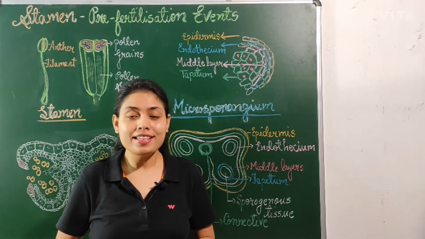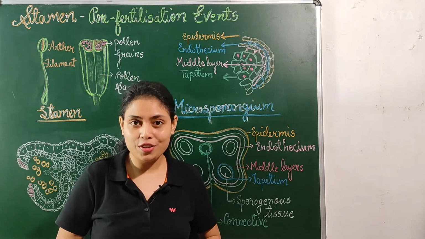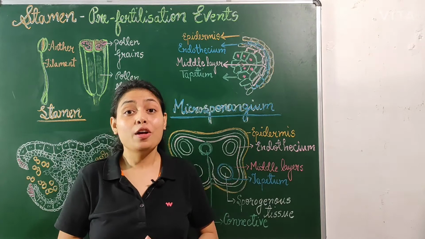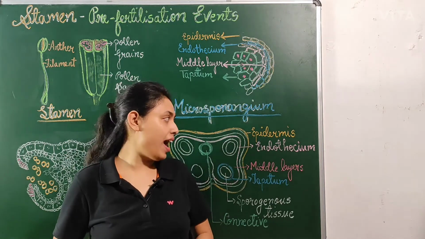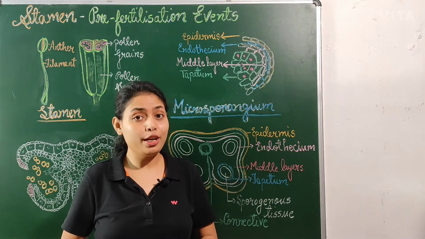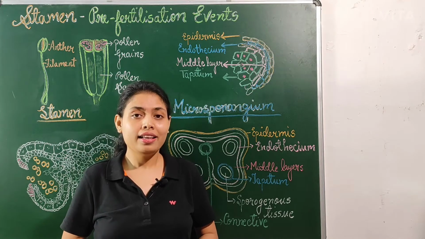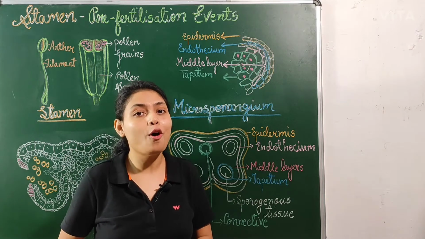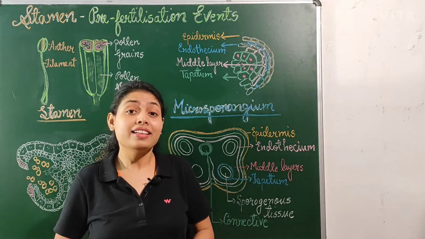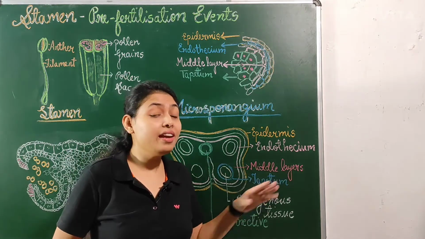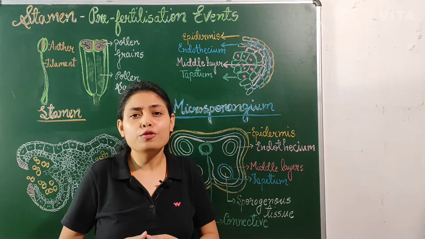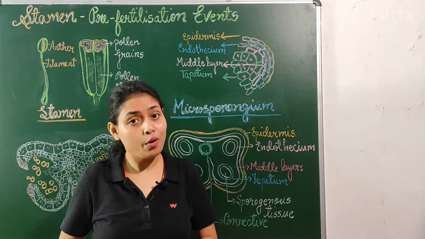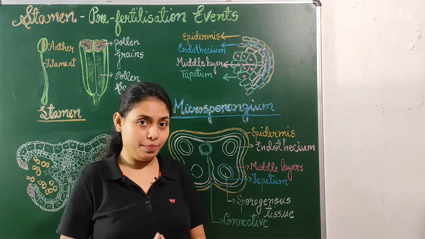Students, now let us see the structure of microsporangium. Microsporangium is made up of 4 different layers. The outermost layer is known as epidermis. It is made up of a single layer of cells. The second layer is endothecium. It is also made up of a single layer of cells. The third layer is the middle layer. The middle layer is made up of 2 or 3 layers of cells. And the last layer of microsporangium is tapetum.